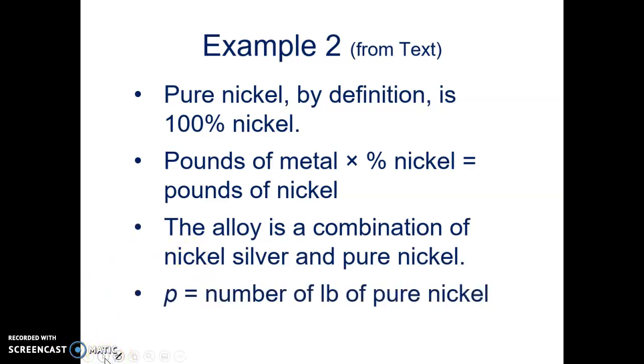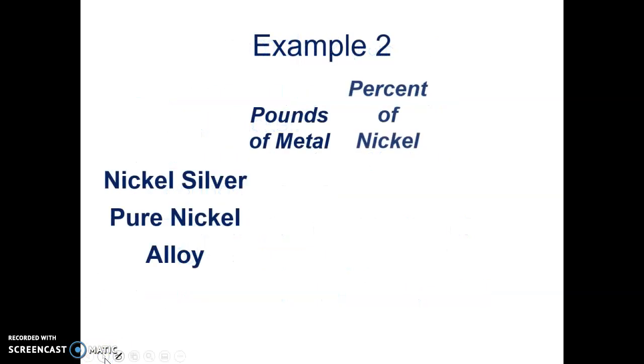So let's go ahead and set up our chart. P is going to represent the number of pounds of the pure nickel in our chart here. So we're mixing two things, nickel silver and pure nickel, and our combined mixture, our total here, will be what's called an alloy. We're told that nickel silver is 0.15 nickel, and pure nickel is 100% nickel, and we represent 100% with a 1. Our alloy is going to be 0.2 nickel, so 20% nickel.